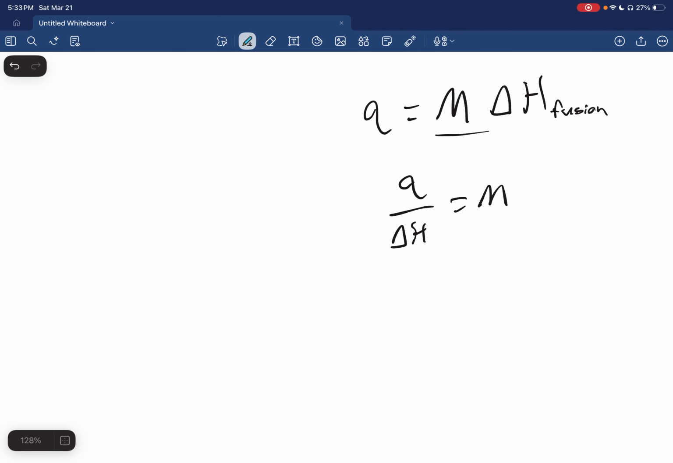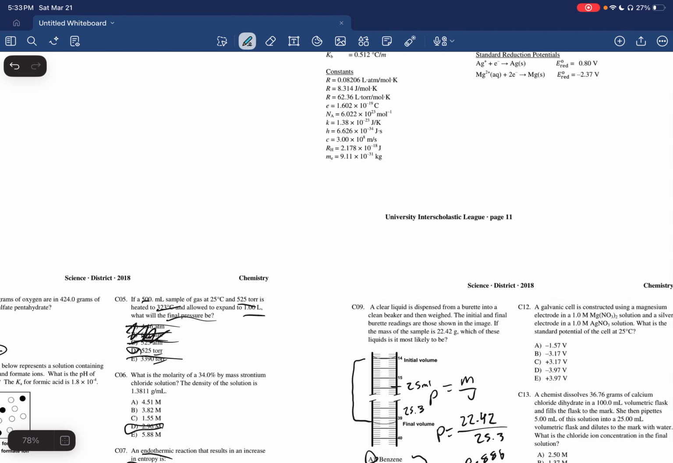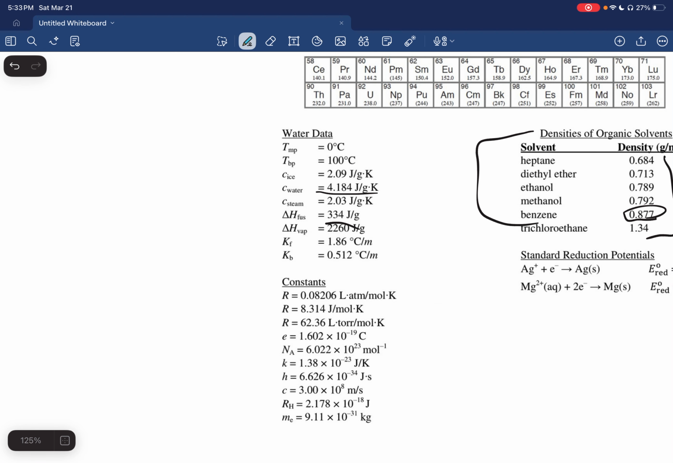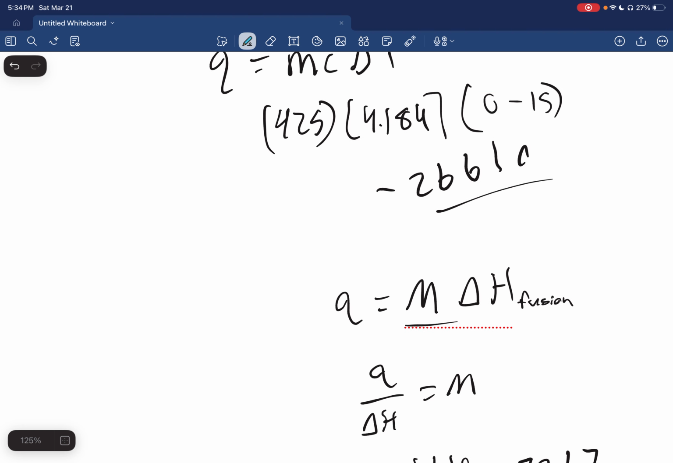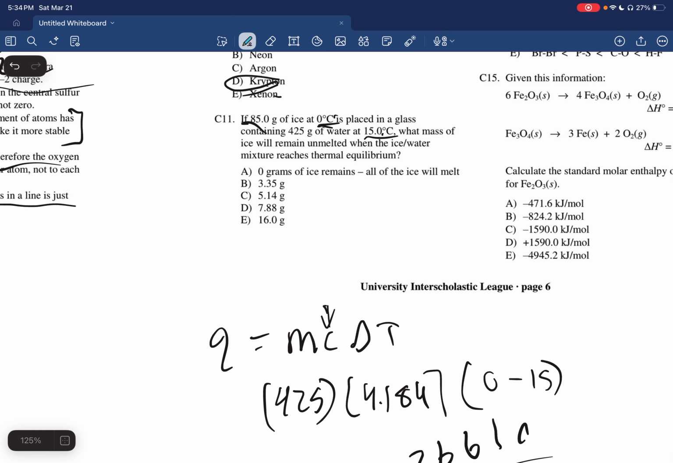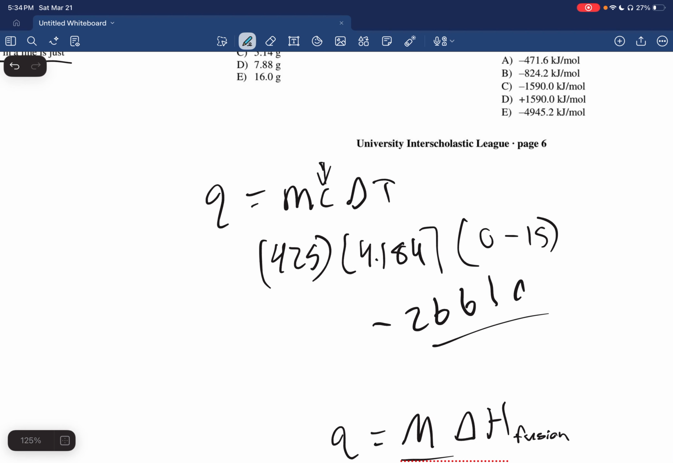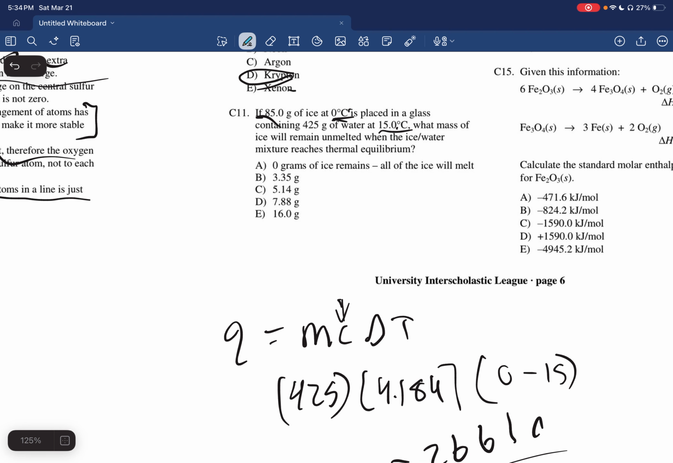And we found our Q was 26,000. And the delta H it gives us for ice is 334 joules per gram. So let's go ahead and put that in our calculator. And that will give us 79.67. And it said we started with 85. So that's the amount that is melted. But we need to find how much remains unmelted.